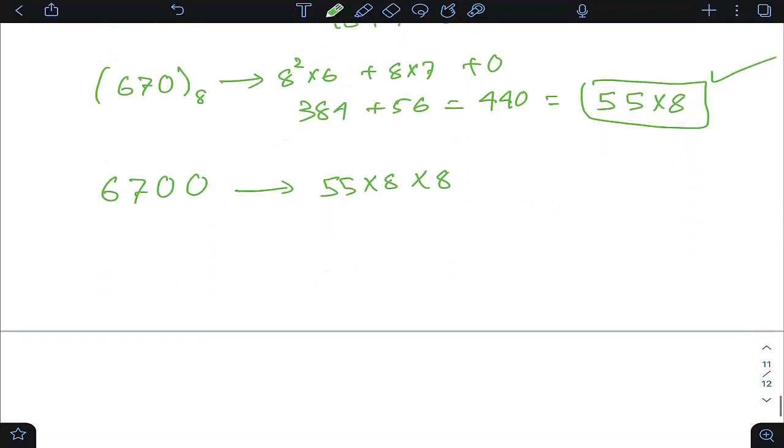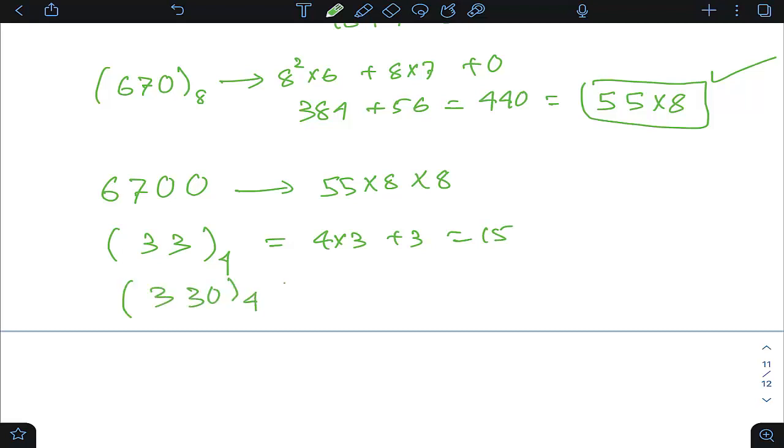For example, you take a base 4 number. In a base 4 number, let's say you have taken 33. What is the decimal equivalent of this 33 in base 4? This is 15: 4 into 3 plus 3. So you are getting 15. My claim is, if I say it is 330 in base 4, this will be 4 into 15. You can check it out, whether it will come or not.